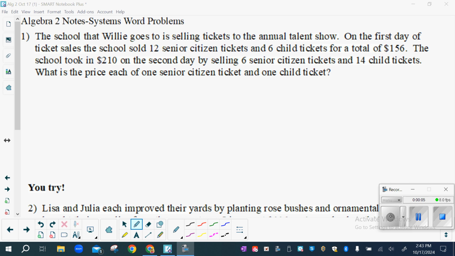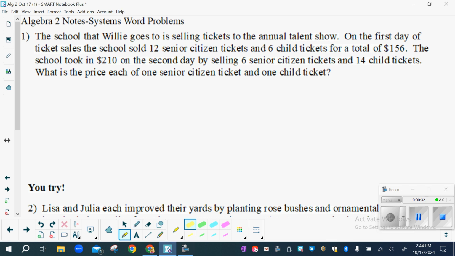The school that Willie goes to is selling tickets to the annual talent show. On the first day of ticket sales, the school sold 12 senior citizen tickets and 6 child tickets for a total of $156. The school took in $210 on the second day by selling 6 senior citizen tickets and 14 child tickets. What is the price each of 1 senior citizen ticket and 1 child ticket?